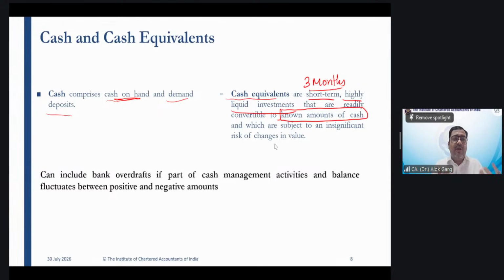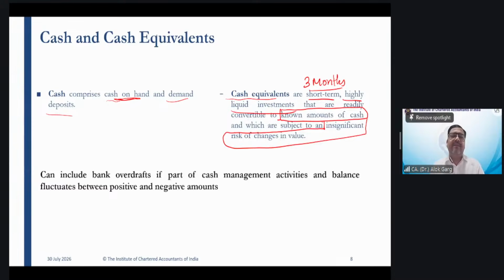What is meant by known amount of cash? It means today, let's say you have invested 100 rupees and you withdraw it after 1 month, I will be able to withdraw 105 rupees or I will be able to withdraw 100 rupees, for example. So cash equivalents are short-term highly liquid investments that are readily convertible to a known amount of cash and which are subject to an insignificant risk of change in value, where there is no significant risk of change in value.